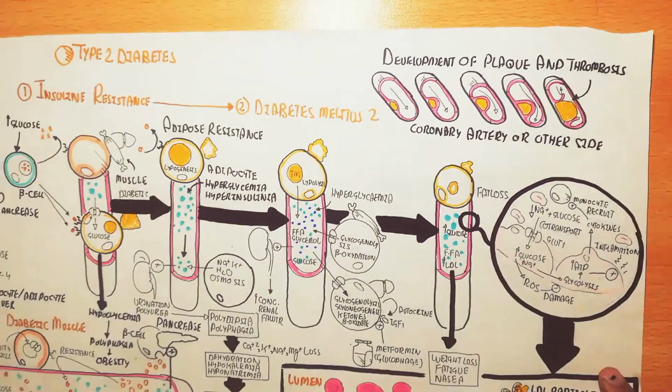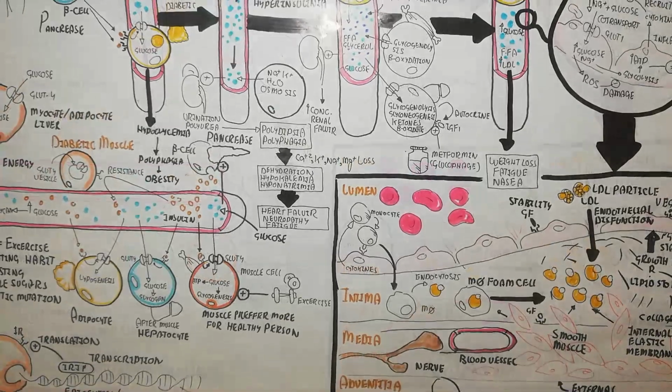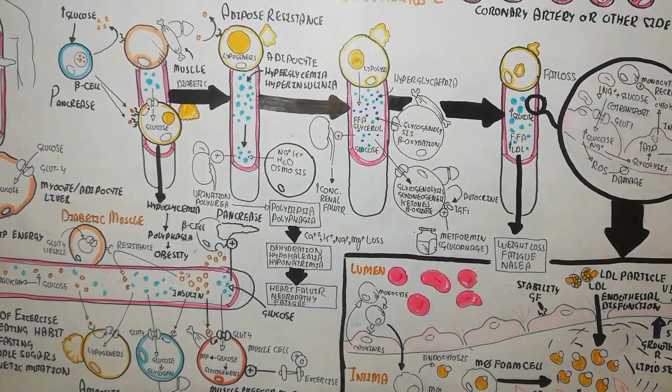And sometimes the arteriosclerosis will occur due to type 2 diabetes. This was the overview of the pathophysiology of type 2 diabetes.